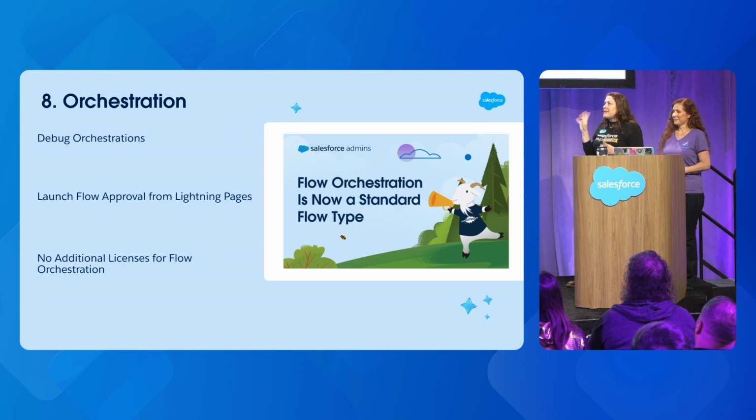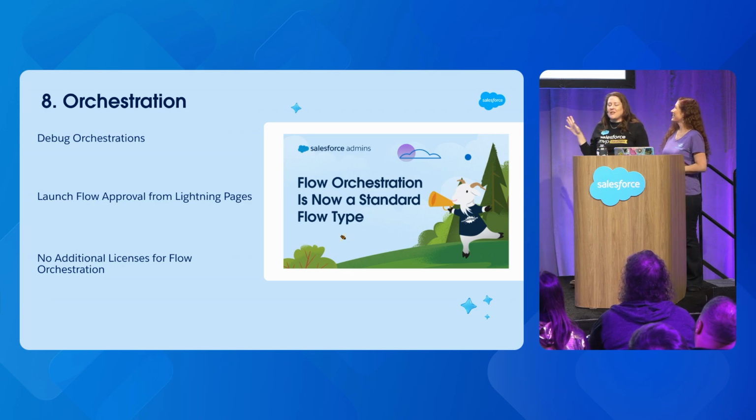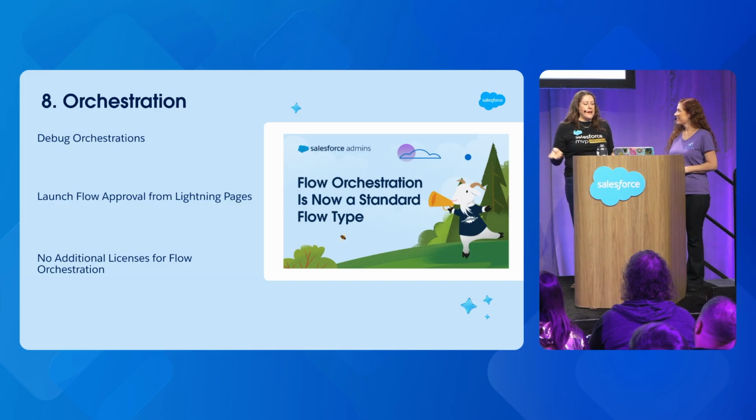And so now the exciting thing, and this is why I just built my first flow approval process, is that orchestration is now available without additional licenses. You still have your edition limits as to the total number of flows overall that you can have and the number of versions for each. But this is a big change, and it's really exciting.